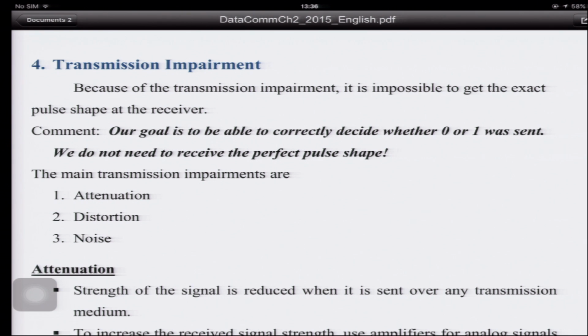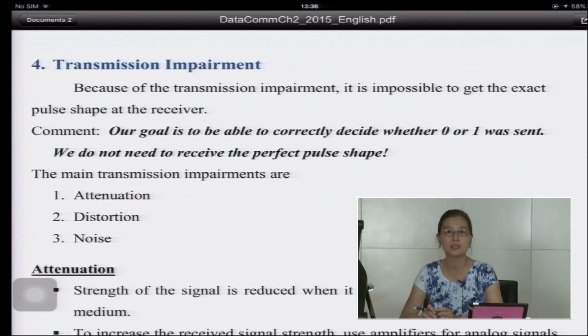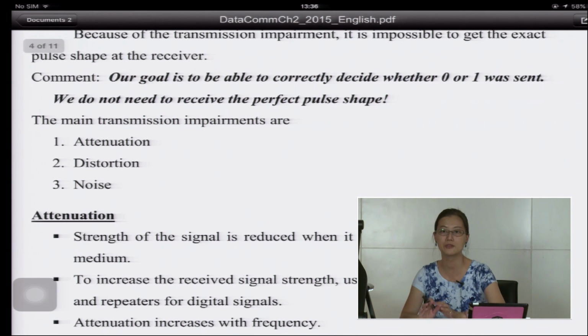Next, we'll talk about transmission impairment. Because of the transmission impairment, it is impossible to get the exact pulse shape at the receiver. You send something through the channel and something affects your signal, so whatever you receive will not be the same as what you transmit. It will never be the same because we always have noise, and we may have some distortion and some attenuation.